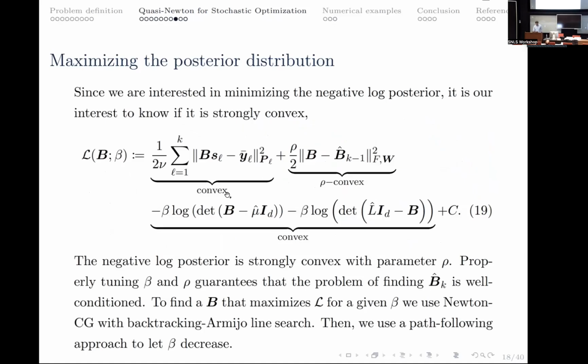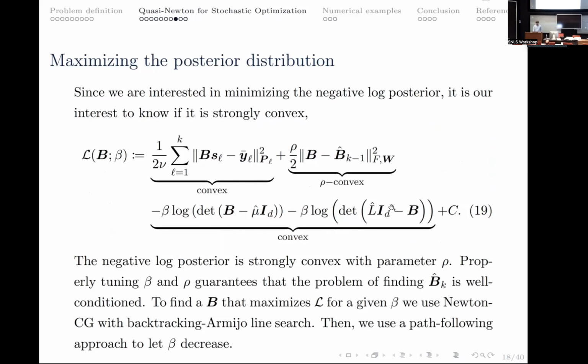Now, once I define the problem, I define what I want, but how do I find it? How do I solve this problem of finding this matrix? So here we have some nice structure about our optimization problem. These two terms are convex, and this term is strongly convex with parameter rho. So we can exploit this to try to devise some good numerical method to solve this subproblem.